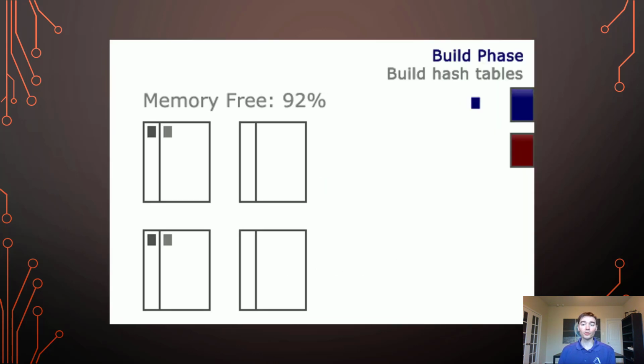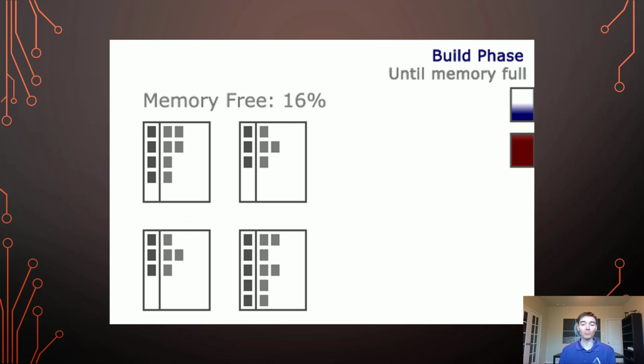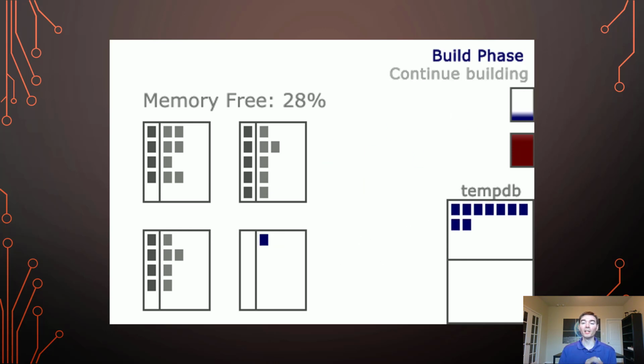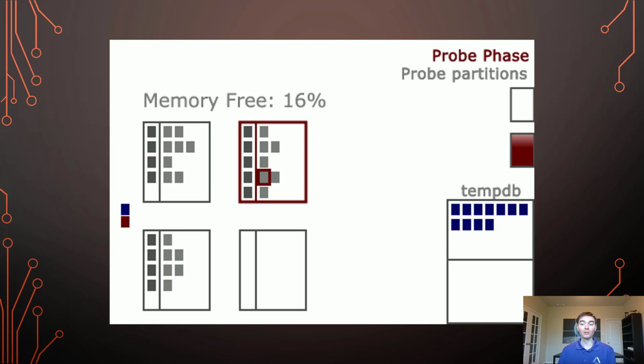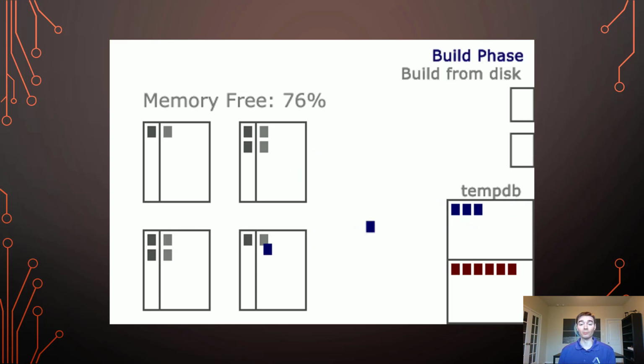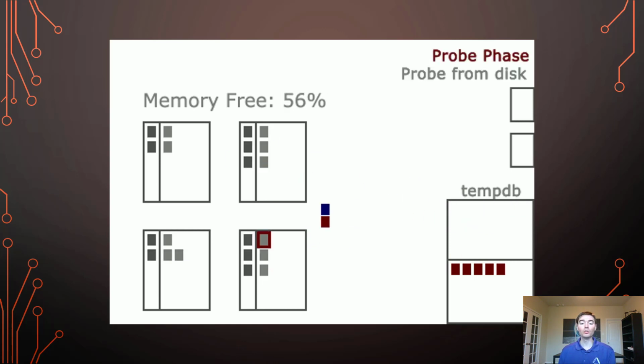So imagine as you're building your hash tables, looking at that build input, you run out of memory. What do you do? You take part of what you've built and write it to disk. In SQL Server's case, you write it to tempdb. Then you continue as normal, but any probe values that would land in that partition, you write to tempdb also. After you're done, you just start over with what's in tempdb.